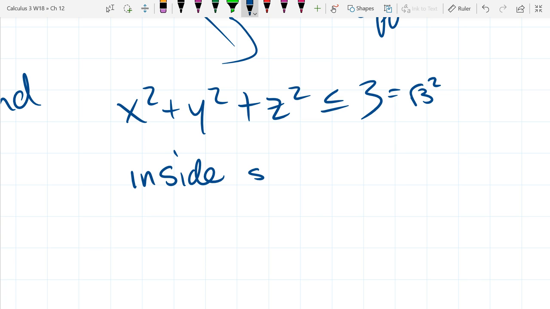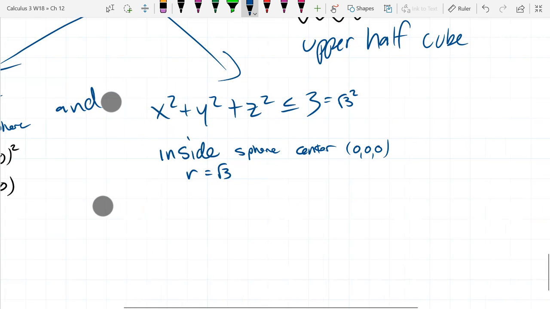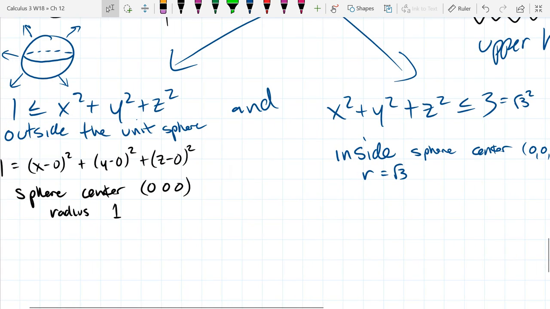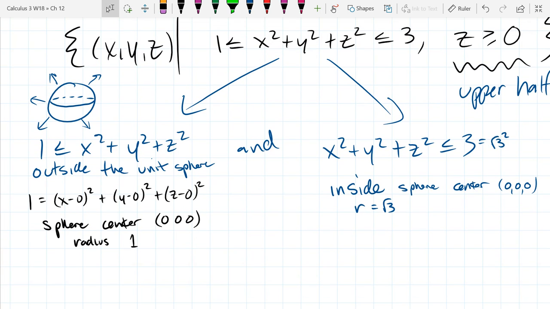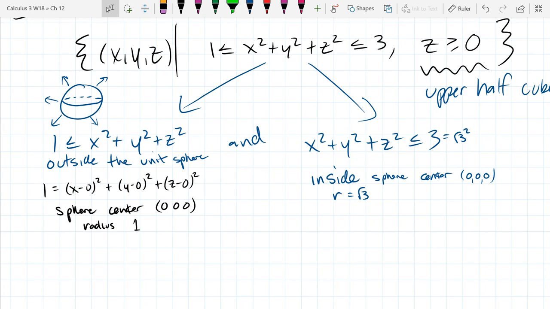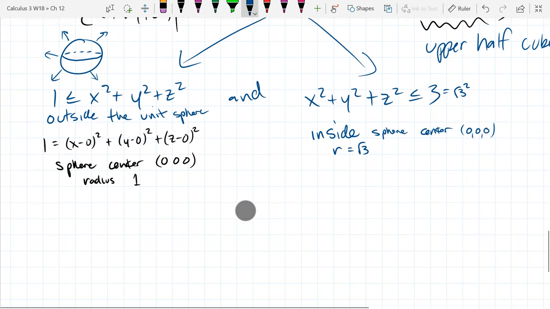So we're inside a sphere, center at the origin, and radius square root 3. Now, because it doesn't go out forever, we can draw this. There's basically a small sphere and a big sphere. And the z condition means we're using the top half of the sphere. So we're basically cutting these spheres in half horizontally. And those are not too hard to draw. We're going to draw something really similar to the sphere that I drew before. But we're just going to draw the other half.